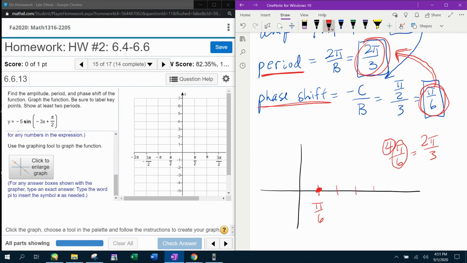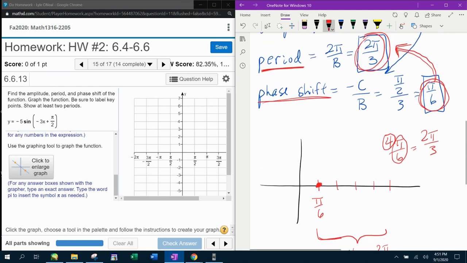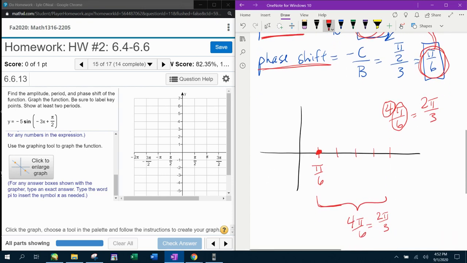1, 2, 3, 4. So if you look at what I've just done here from start to finish, this is 4/6 because each one of these spaces is 1/6. And I counted 4 of them, and 4/6 reduces to 2/3, which is the period, which is the wavelength, okay?